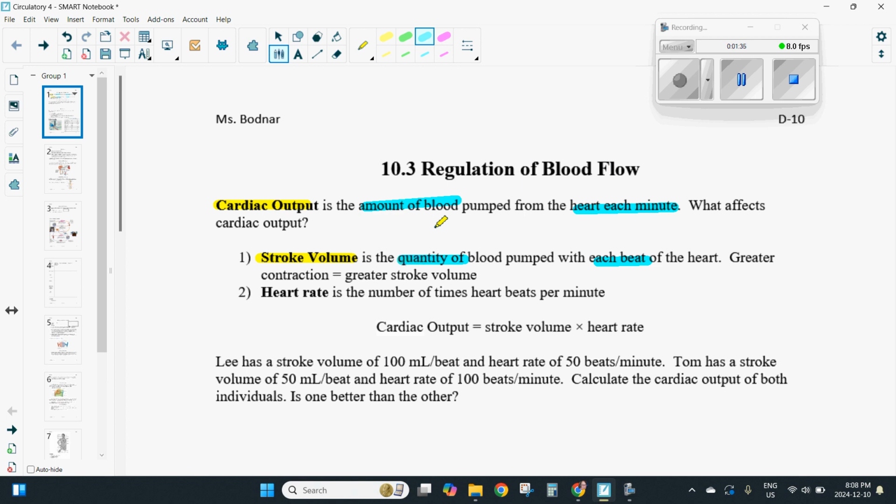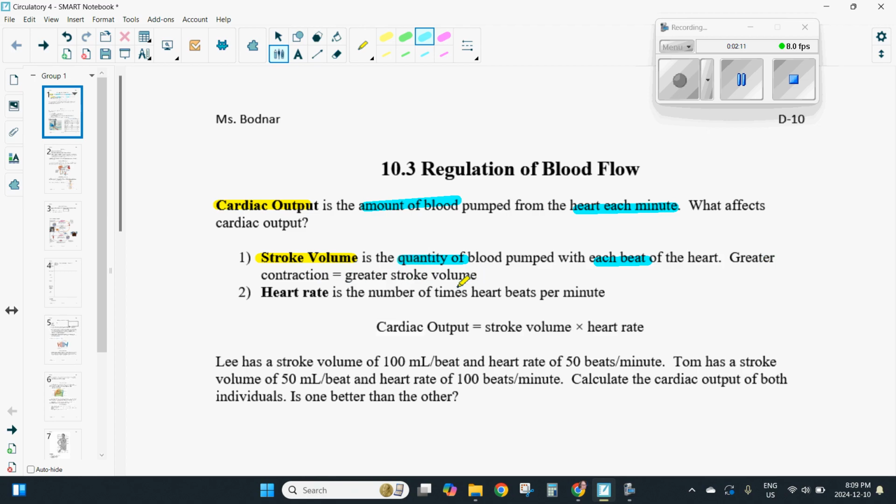So for example, if you have a bigger body, that typically means that you're going to have a slightly bigger heart, which means you're going to have a higher stroke volume because your heart is bigger in comparison to someone smaller. Now, looking at this in terms of a 5-year-old versus an 18-year-old, a 5-year-old's heart is going to have a lower stroke volume than an 18-year-old's heart because the 18-year-old's heart is going to be bigger. So greater contraction equals greater stroke volume.